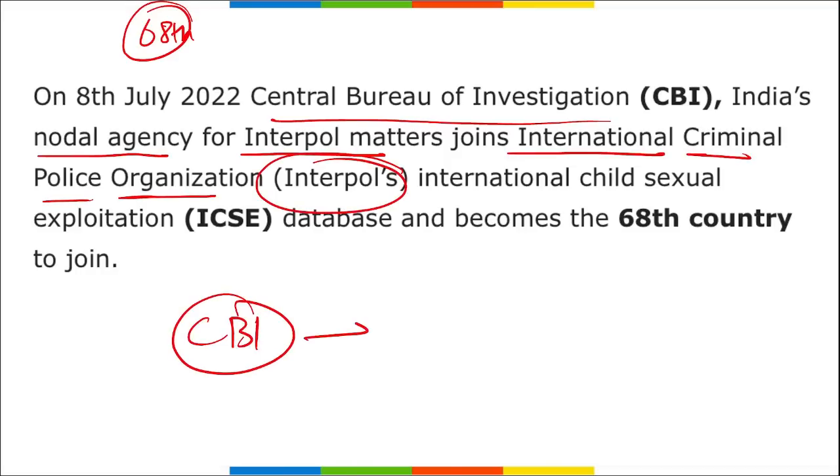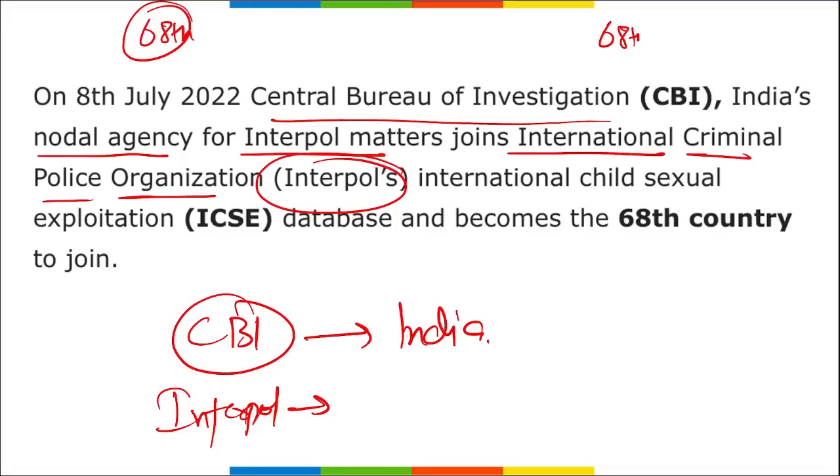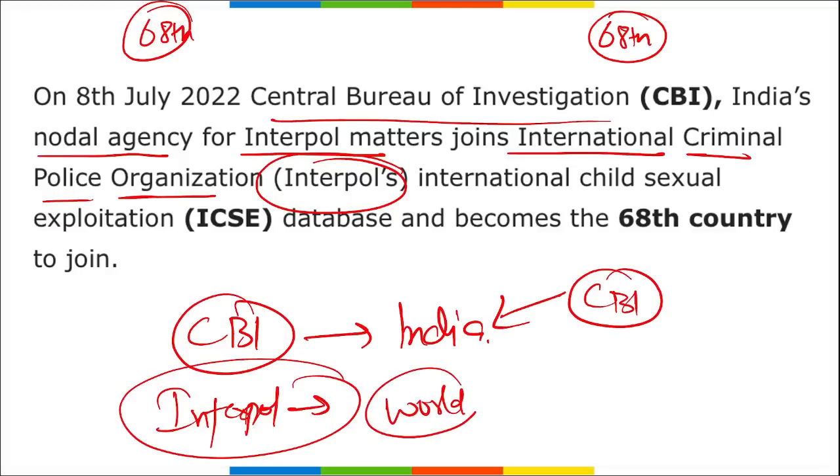So the CBI of India joined Interpol, the International Criminal Police Organization, in order to do what? In order to take action against child sexual exploitation. They have joined hands, and India became which country? India became the 68th country. So indirectly we can say the CBI is of India and Interpol is of the world. So India joined hands with the world in order to take action against child sexual exploitation. And India became which country in this? India became the 68th country to join hands.